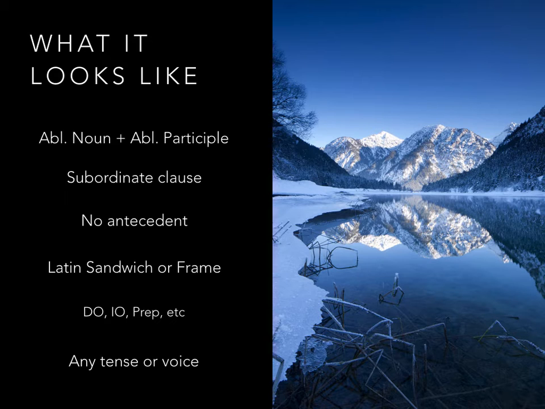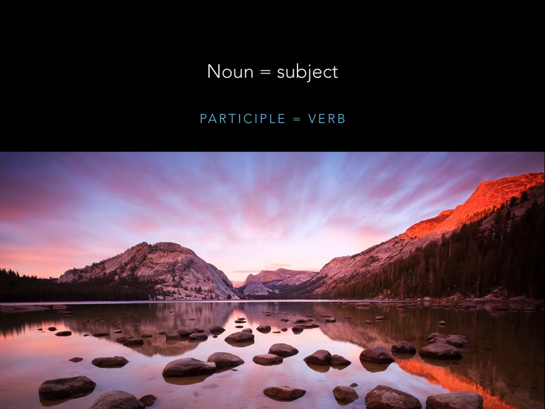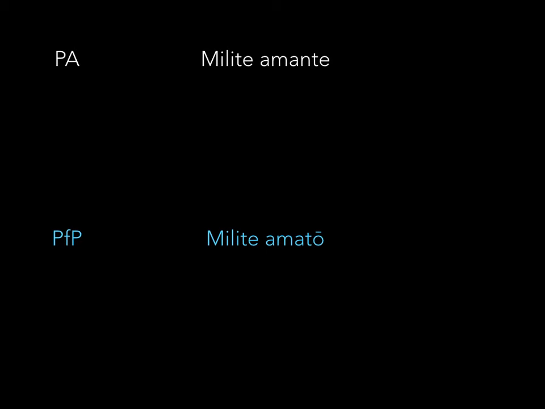Okay, now we're going to look at the relationship between the ablative noun and the ablative participle. When we translate the ablative noun and participle as a subordinate clause, the noun is going to function as the subject, and the participle is going to function as the verb. Let's take a look at a couple of examples. I did tell you that the participle can be any tense or voice. That is true. However, ablative absolutes are almost always going to be either with a present active participle or a perfect passive participle. Those are the only two we're going to practice because those are really basically the only two you're going to see.